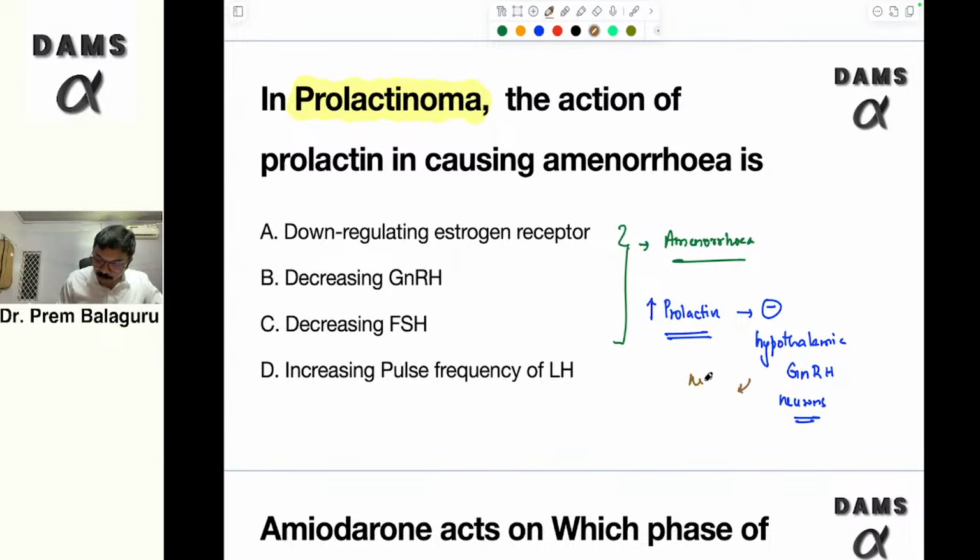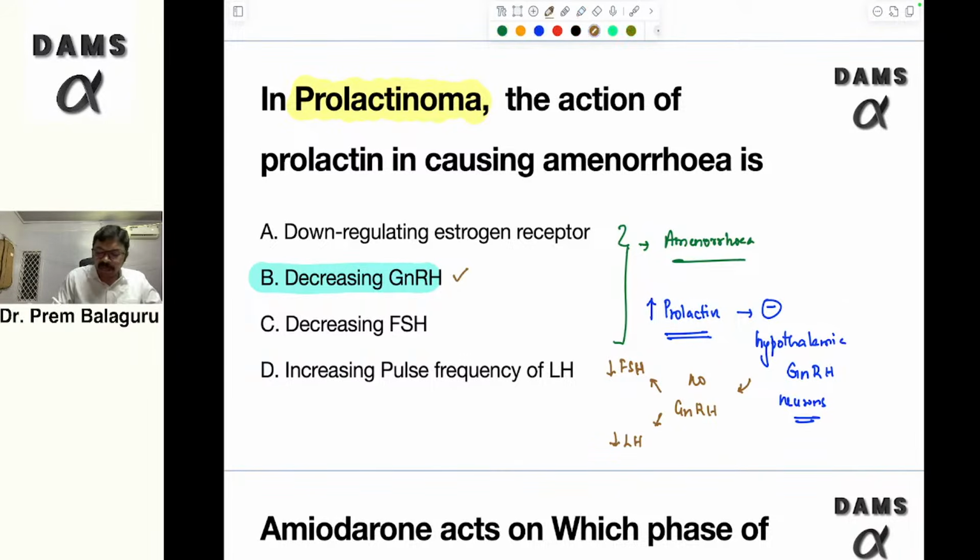There is going to be no gonadotrophin releasing hormone. As a consequence, there is going to be no production of FSH and no production of LH. So on both sides, if you watch close, the hormone responsible for growth of the ovum cannot be produced, estrogen cannot come out, and the hormone necessary for ovulation, that's LH, is also not going to be produced. So at the end of the day, the best answer for this question is decreasing gonadotrophin releasing hormone. In prolactinoma, the reason behind amenorrhea is decreasing gonadotrophin releasing hormone, guys.